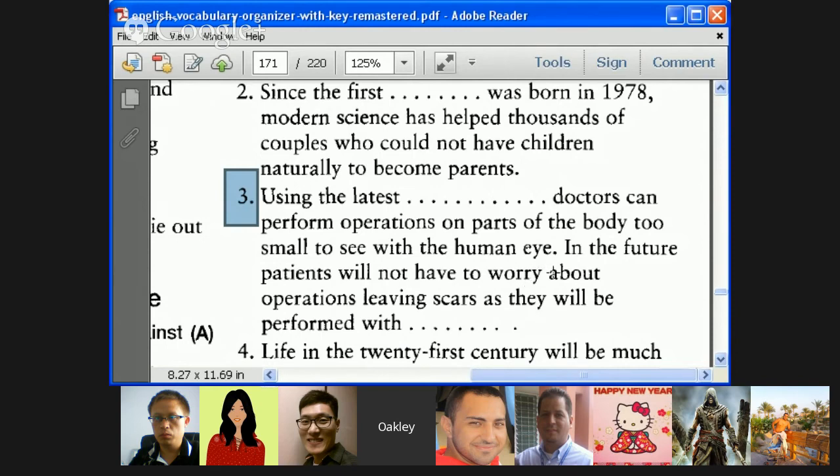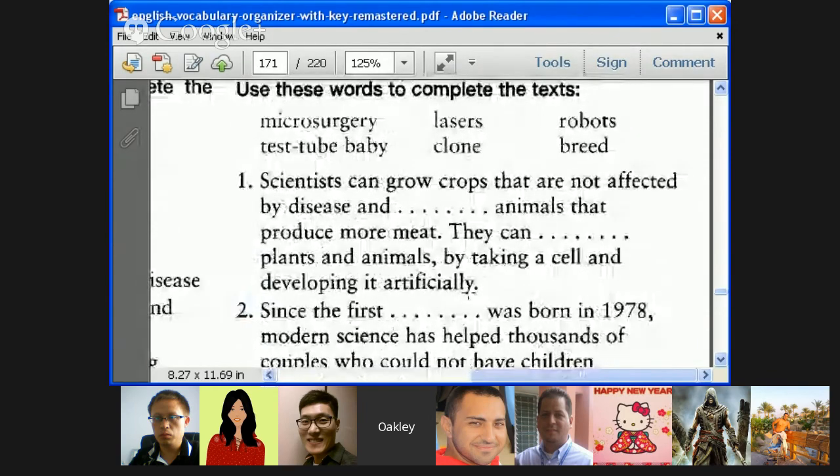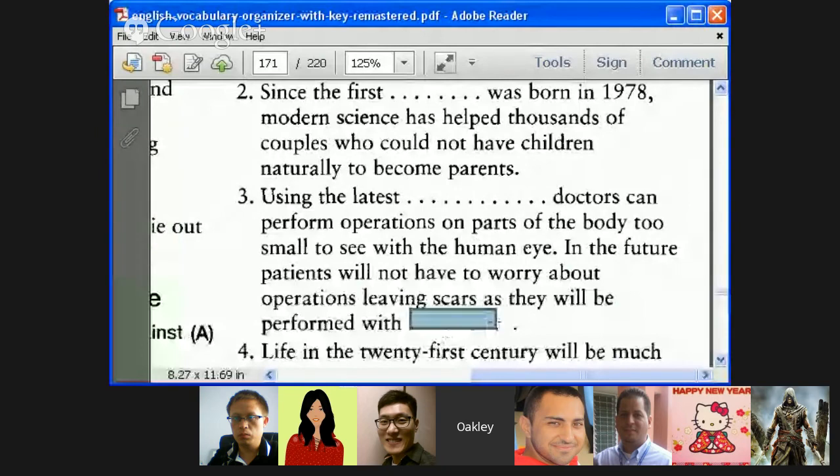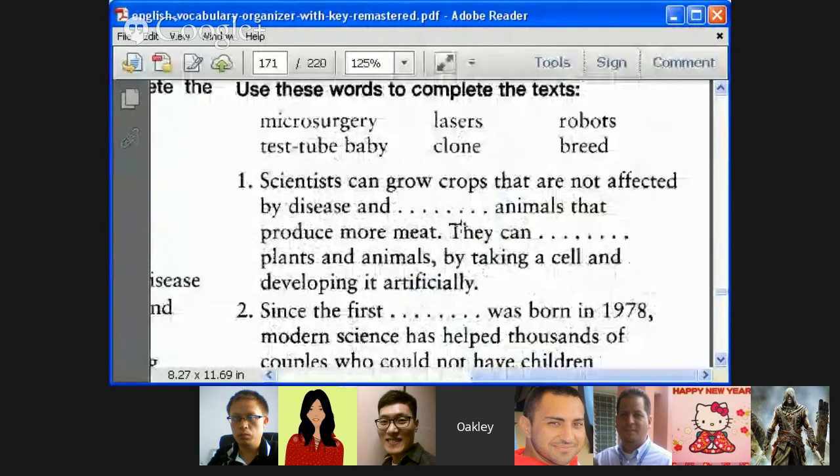In the future, patients will not have to worry about operations leaving scars, as they will be performed with lasers. Okay, I agree with your second choice. They will be performed with lasers. I agree with that, but I don't think doctors are using the latest robots quite yet. I think there's a better answer here.